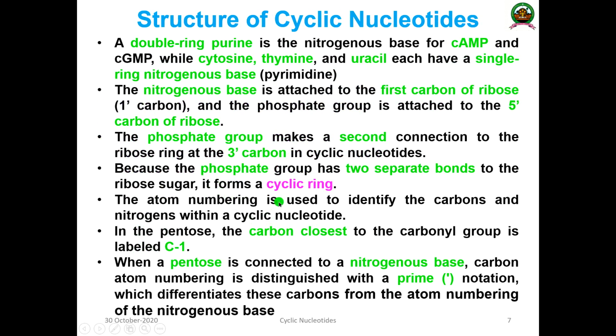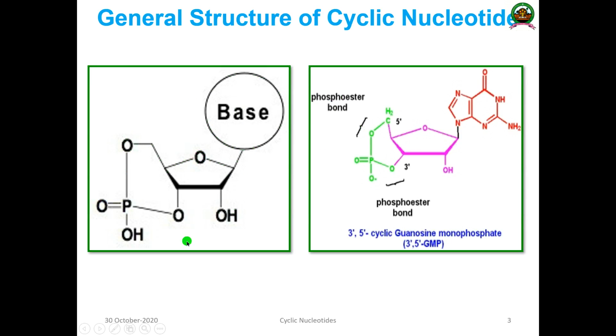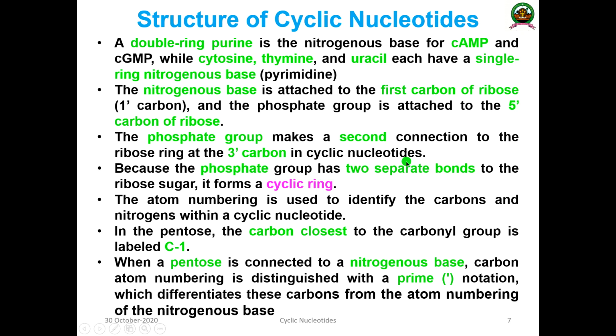And the atom numbering is used to identify the carbon and nitrogen within the cyclic nucleotide. In the pentose sugar, the carbon closest to the carbonyl group is labeled as carbon 1. This is carbon 1, carbon 2, and this is 3. So that is the thing.